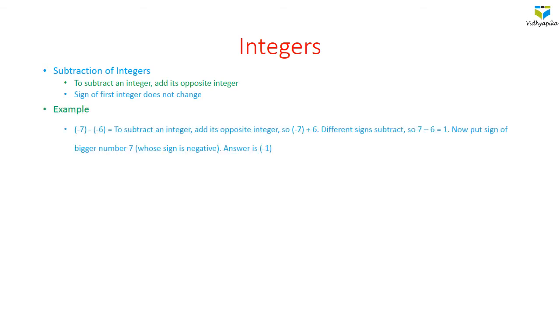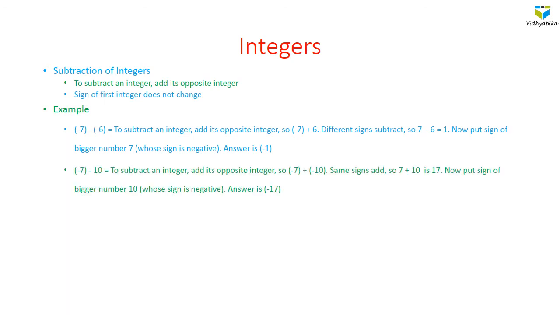Negative 7 minus negative 6. To subtract an integer, add its opposite integer. So it becomes negative 7 plus positive 6. Treat this like integer addition. Different signs subtract. So 7 minus 6 is 1. Now put sign of bigger number 7 whose sign is negative. Answer is negative 1.